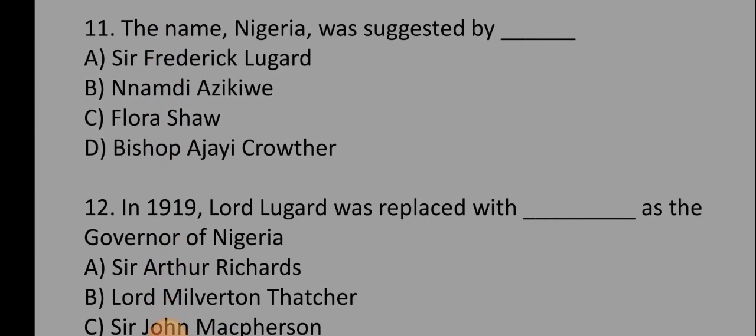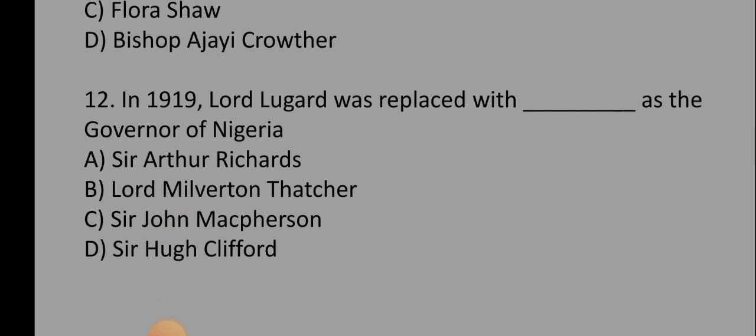Number 11: the name Nigeria was suggested by dash. Flora Shaw, option C, that's the correct option. Number 12: in 1919, Lord Lugard was replaced with dash as the governor of Nigeria. Sir Hugh Clifford, option D is the correct option.